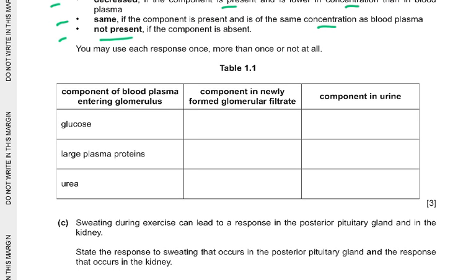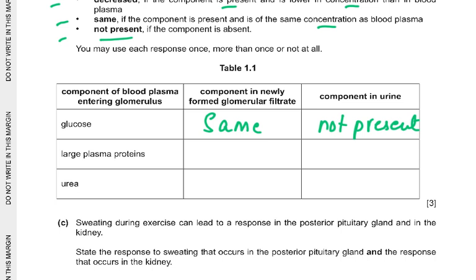So glucose, the component in the newly formed glomerular filtrate, is the same. Component in the urine is not present. All the glucose that is filtered is going to be reabsorbed. And in diabetics, the reason there's glucose in the urine is because there's too much glucose. The insulin is not being produced. When too much glucose is filtered, there's a Vmax, the maximum that can be absorbed, and it can't take in the extra glucose. That glucose is not reabsorbed and is passed out in the urine, but that only happens in diabetics.